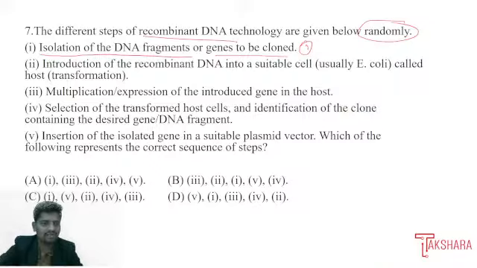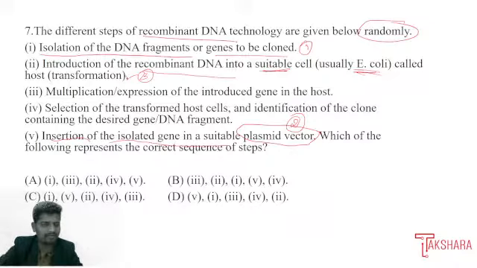Option 1, that. And after that, what do we have to do with this isolated DNA? I have to insert it. So the insertion of the isolated gene into a suitable type of plasmid or vector. We introduce it into the plasmid, so that statement number 2 will be next. And after that, the introduction of the recombinant DNA into a suitable cell, that is usually the host. We call that transformation, step number 3.